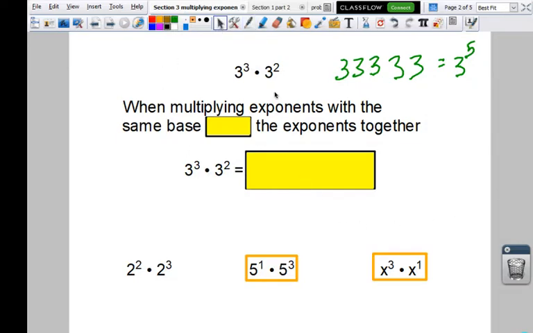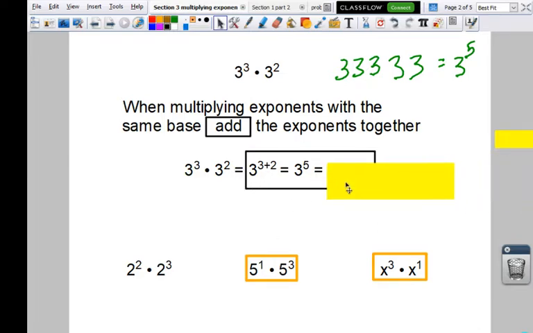So you could write these out the long way and then count them up, but let's use our shortcut, which says when you're going to multiply things with the same base, remember base is this big number, we're just going to add the exponents together. So 3 to the 3rd times 3 squared is the same thing as 3 to the 3 plus 2, which is 3 to the 5th.